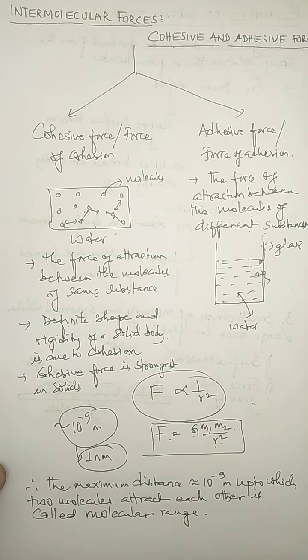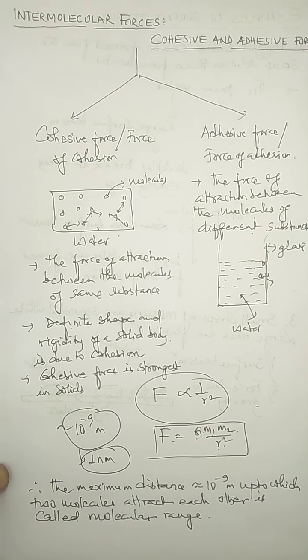So this cohesive and adhesive force is exerted only up to this range. If the distance is more than that, then cohesive force and adhesive force will not be exerted at all. I mean, it will be neglected. So this particular maximum distance is called molecular what? Range. What we call the molecular range.